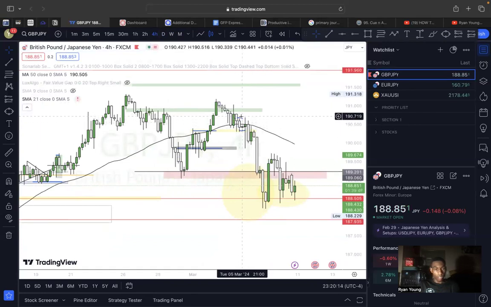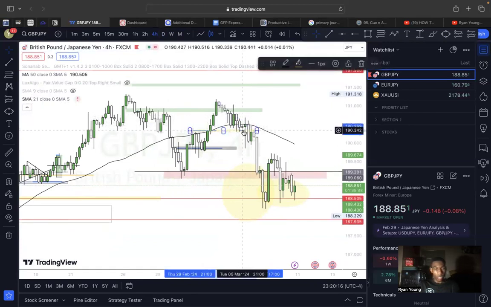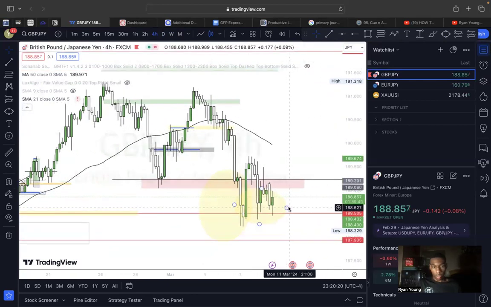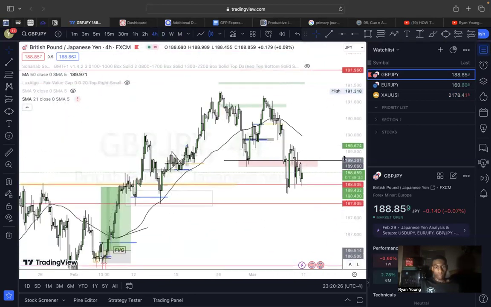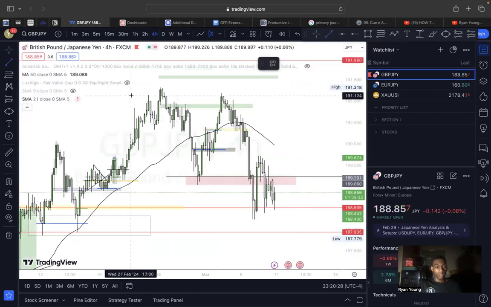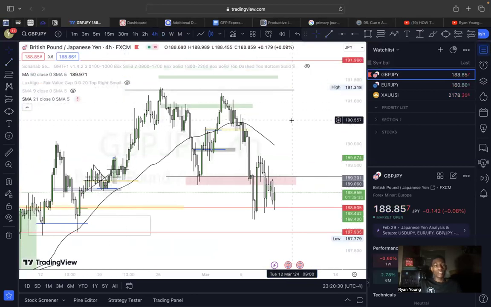Some of these I'll have to take off to kind of freshen up my chart, you know what I'm saying? But on the 4 hour, notice the double top up here.